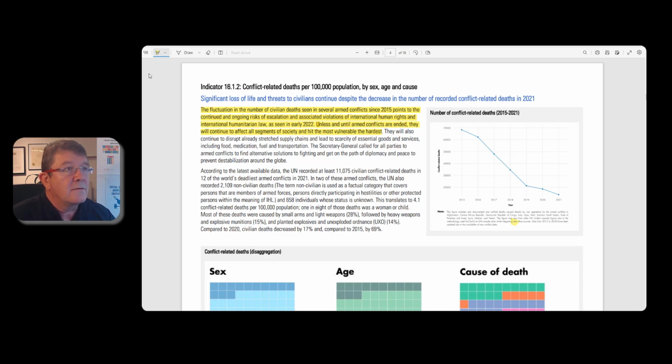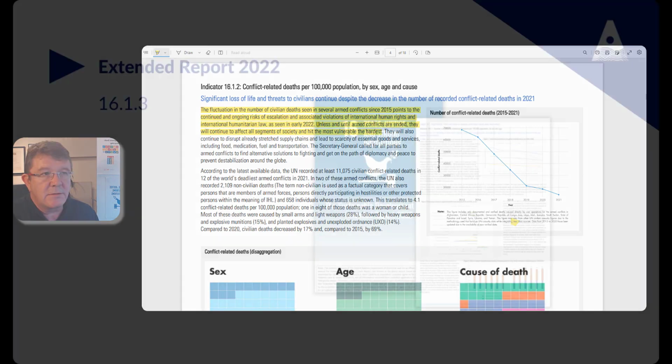The fluctuation in the number of civilian deaths seen in several armed conflicts since 2015 points to the continued and ongoing risks of escalation and associated violations of international human rights and international humanitarian law, as seen in early 2022. Unless and until armed conflicts are ended, they will continue to affect all segments of society and hit the most vulnerable the hardest. In 12 of the world's deadliest armed conflicts, the figures translate to 4.1 conflict-related deaths per 100,000 population, and 1 in 8 of those deaths was a woman or a child. The major cause of death there was small arms and light weapons, followed by heavy weapons and explosives.